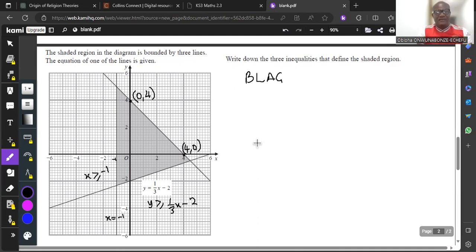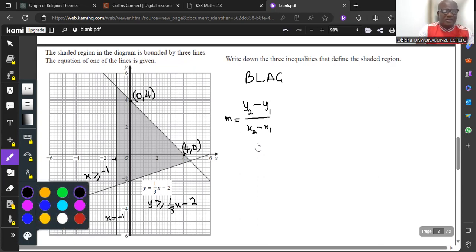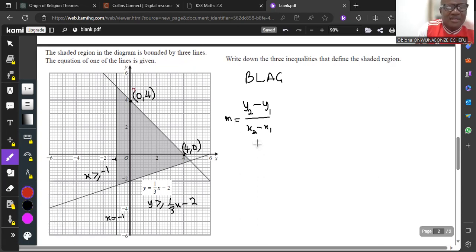Let's find the gradient of the line. To find the gradient of a line, remember you use y2 minus y1 over x2 minus x1. That's the formula for gradient. Okay, so let's take this as our x1, y1, and this our x2, y2. So let's find the gradient.